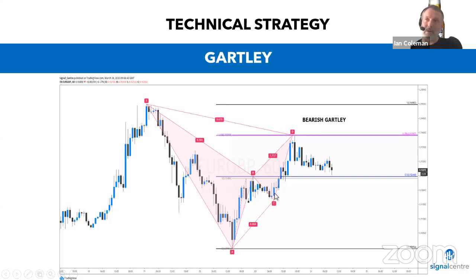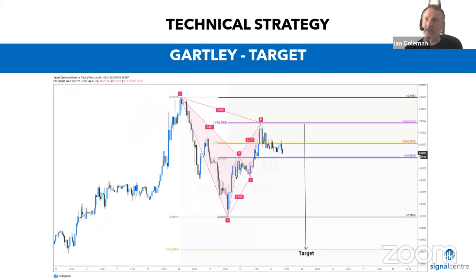So you're better off waiting for the formation, whether Gartley, bat, butterfly, etc., to actually form, and then trade the formation. Don't try and trade the building of the formation, because I've tried it numerous times and it's hard and painful. Sorry, the target level, of course, is the most important thing. What we're looking for is also confirmation.